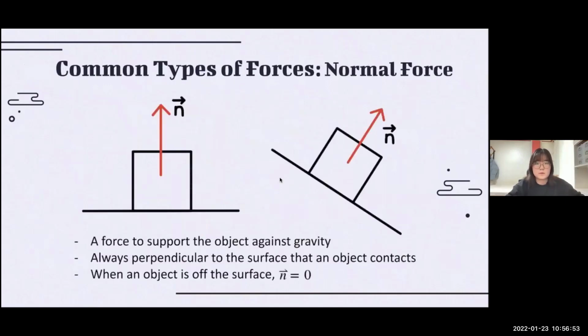Next is the normal force. This is a force to support an object against gravity, and the direction of the force is always perpendicular to the surface that an object contacts. Since it is a contact force, when the object is off the surface, the normal force is 0.